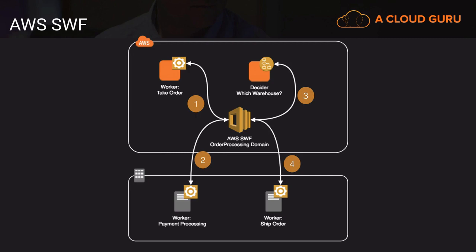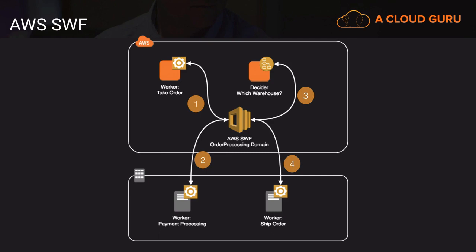So here's an architecture where we're using Simple Workflow Service. To start out, we take an order, that's a worker process. And then maybe we have an on-prem payment processing gateway that we need to send that order to. Then after the payment step has been successfully completed, it updates SWF, and then that triggers a decider task. In this case, we're trying to decide which warehouse we want to ship the order from, maybe based on proximity to the customer or whether we have it in stock in a warehouse or not. Then finally, once that's decided, we can then trigger the ship order worker.